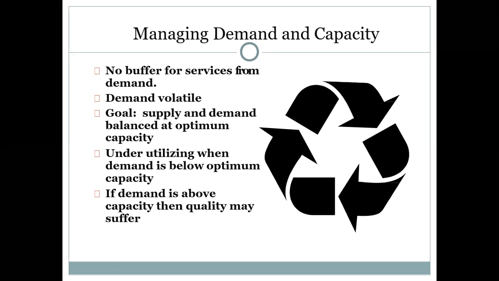Okay, demand is volatile, obviously, it always changes. The goal here is a supply and demand balance at optimum capacity for the service we are providing, and then underutilizing when demand is below optimum capacity. If demand is above capacity, then quality may suffer. So these things happen when we are managing demand and capacity.